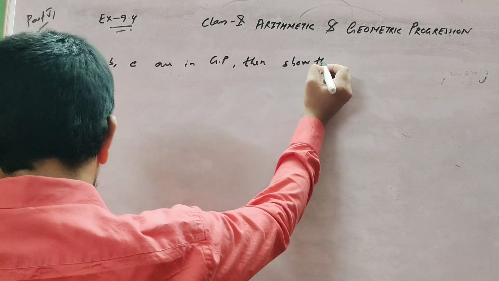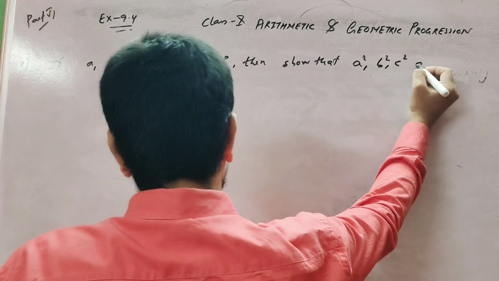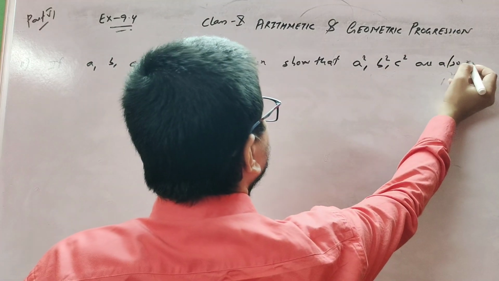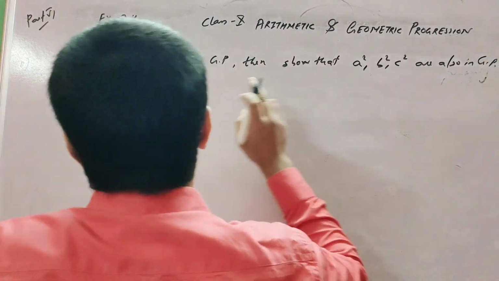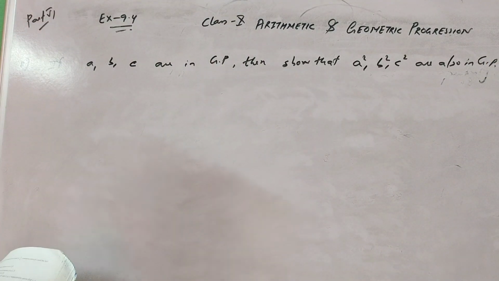show that A square, B square, C square are also in GP. If this is in GP, that means you show that this one is also in GP.